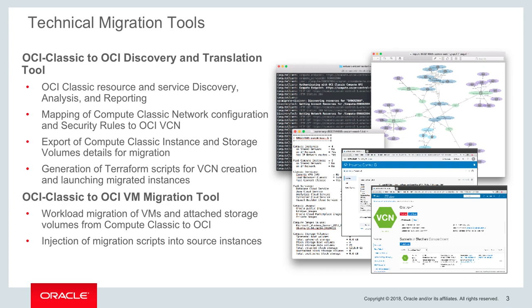The second tool that we're going to look at is the OCI Classic to OCI VM and block storage migration tool. This tool allows you to migrate your workloads of VMs and attached storage volumes from Compute Classic to OCI, as well as inject migration scripts into source instances.